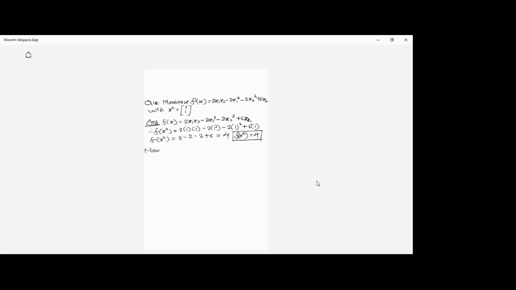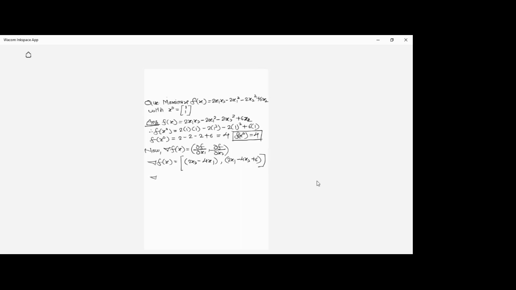Now we have to remember the algorithm. After finding f of x0, we have to find del of f(x), which is the partial derivative of f with respect to x1, comma, the partial derivative of f with respect to x2. The partial derivative with respect to x1 is twice x2 minus 4x1, and the other is twice x1 minus 4x2 plus 6.